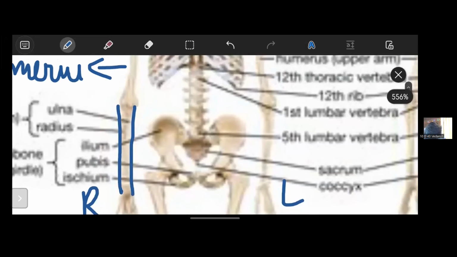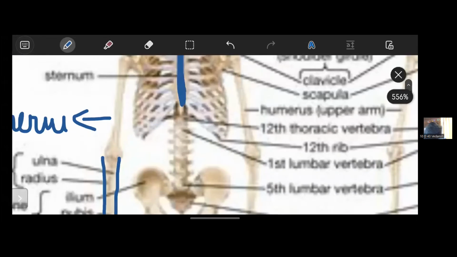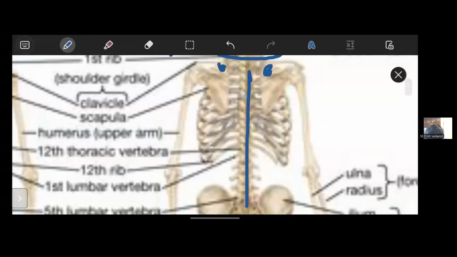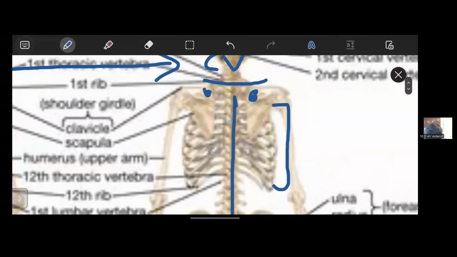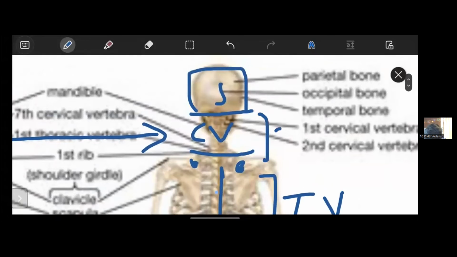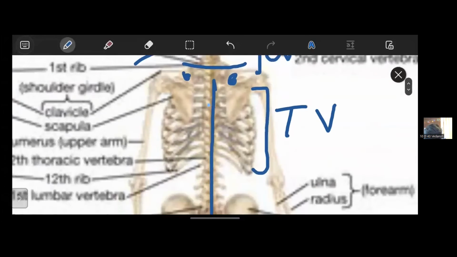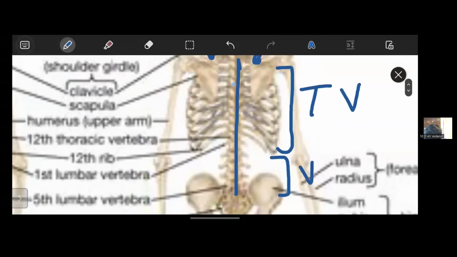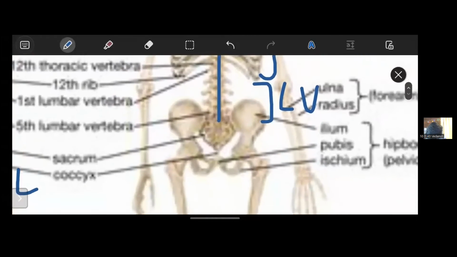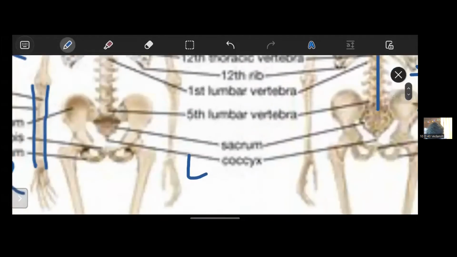Now, this is the vertebral column. From here to here, we have our thoracic vertebra. From here to here, we have our cervical vertebra. Then from here to here, we have our lumbar vertebra.